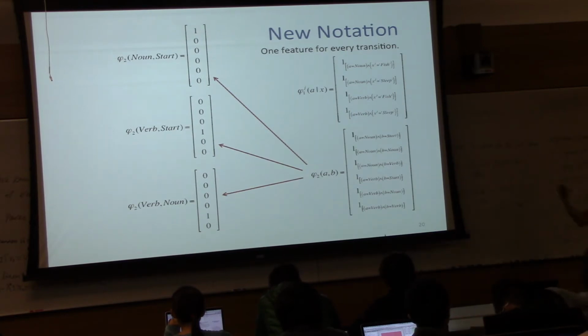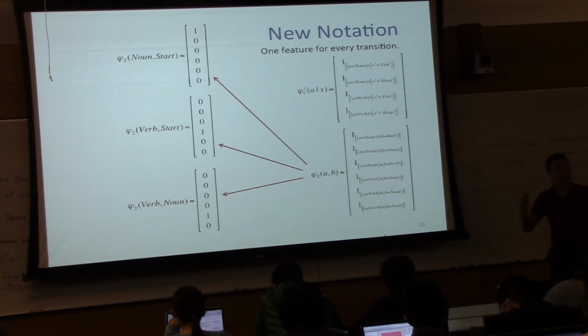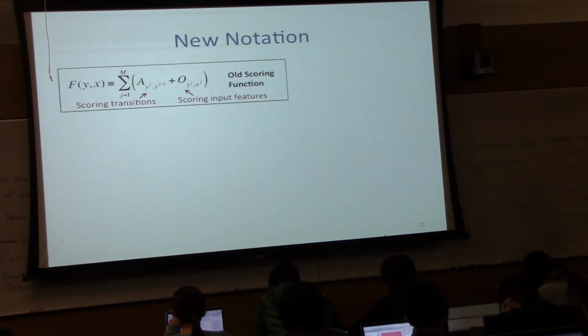And obey those restrictions is what allows Viterbi to be efficient. Right? But otherwise, you can use arbitrary features.